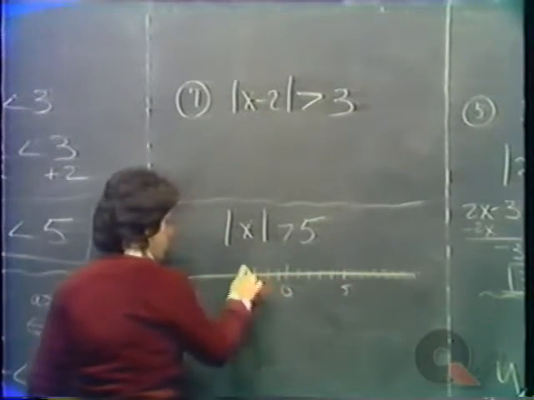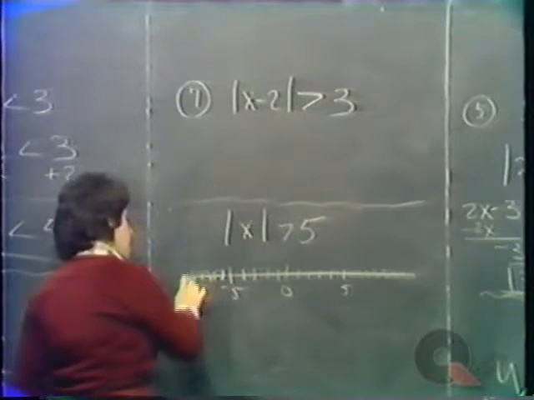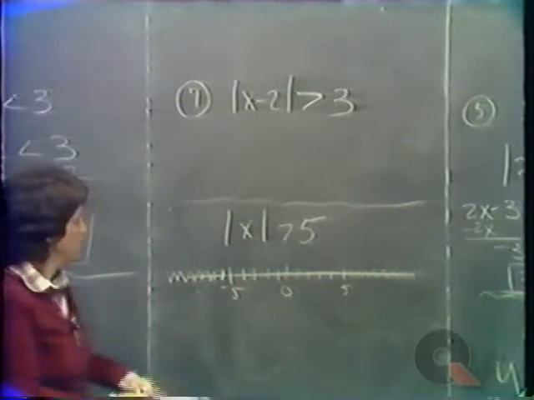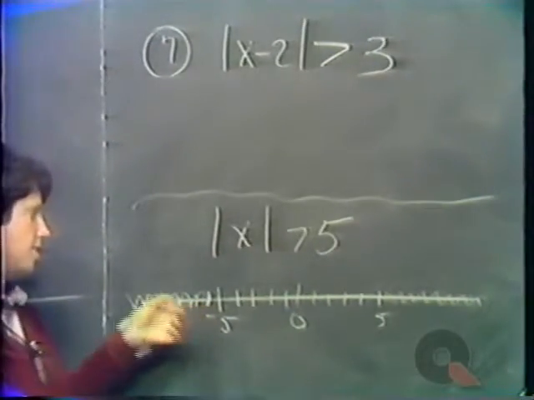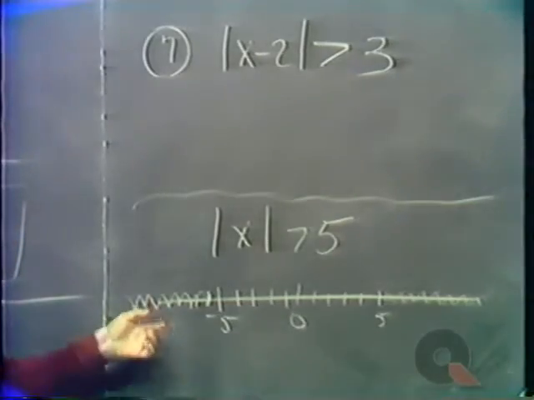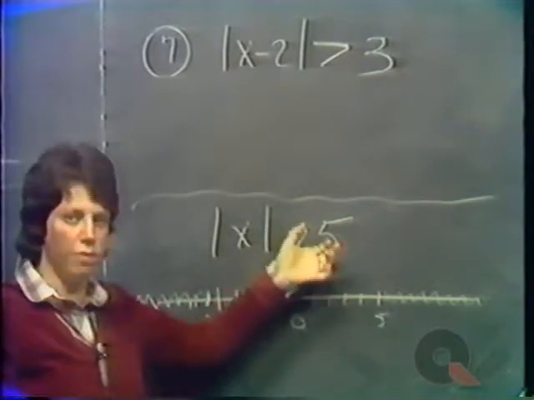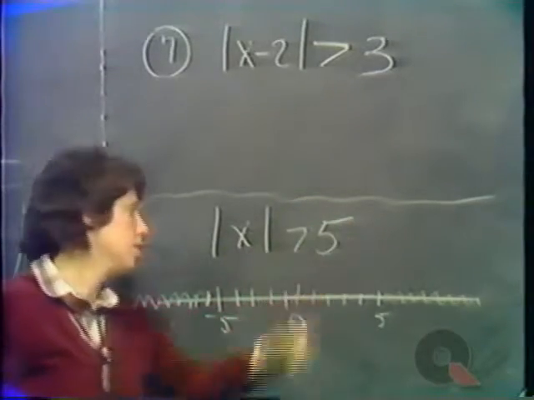Minus 1, minus 2, minus 3, minus 4. Here's minus 5. You might also be on this side. Here are numbers which, when you drop the sign, are also greater than 5. For example, minus 6, minus 7. Strictly speaking, minus 6 is, of course, less than 5. But when you drop its sign, it will be greater than 5.